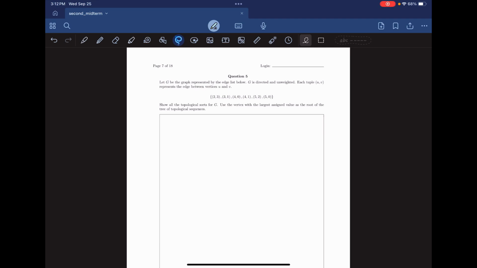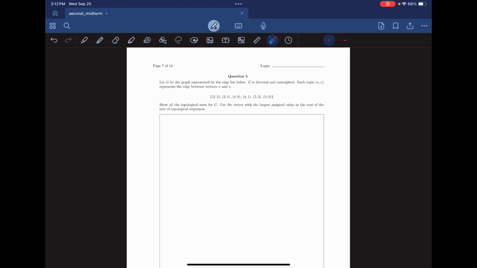Hello everyone, so today we're looking at question 5. This question, I think, is a bit more fun. It's got to do with topological sorts, but there is a trick to it. And so we're going to talk about the trick, we're going to talk about the question, and hopefully get a better understanding of this. So question 5 states, let G be a graph represented by the edge list below.